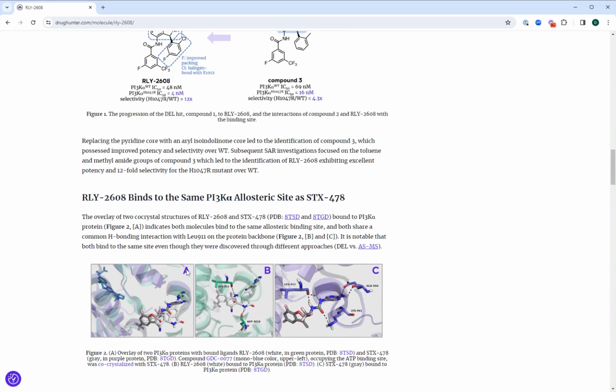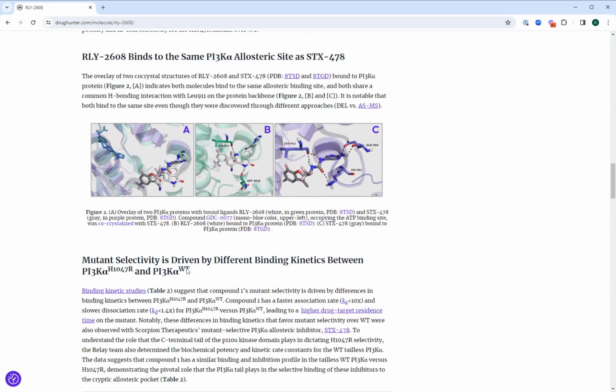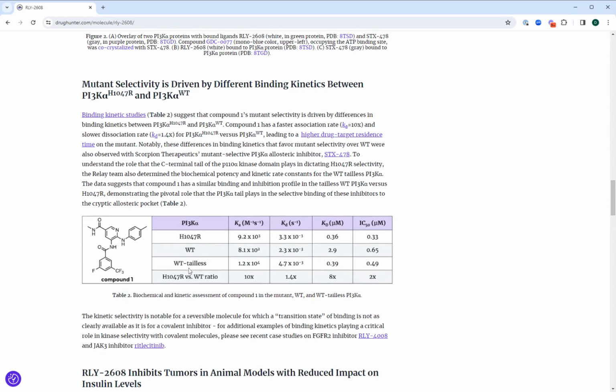We talk about the binding mode here and compare the competitor compound from Scorpion Therapeutics. We talk about how the selectivity is driven, which in this case is really interesting because it's a kinetically driven selectivity, meaning that with this particular compound, they saw a 10-fold faster on rate and a 1.4-fold slower off rate, which ultimately led to higher target residence times of the compound on the mutant over the wild type.